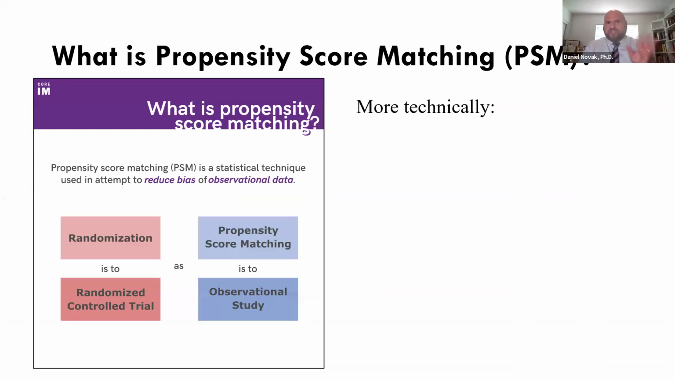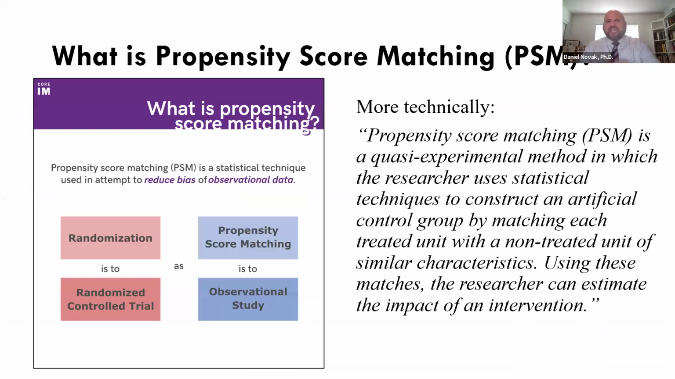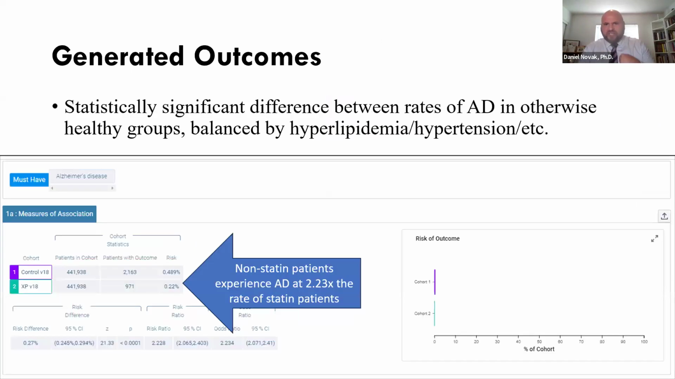And we're going to talk a lot about propensity score matching later, but more technically, it's a quasi-experimental method that uses statistical techniques to construct an artificial subgroup out of your main group that is used for matching so that when we are looking at them, they are apples to apples. And we'll explain that's just a very, very simplified version of it. We'll talk about it more later.